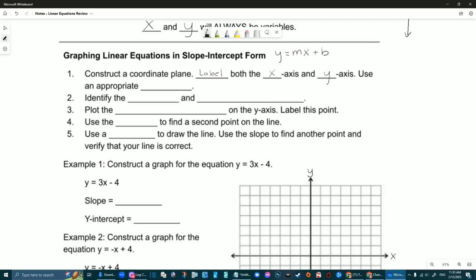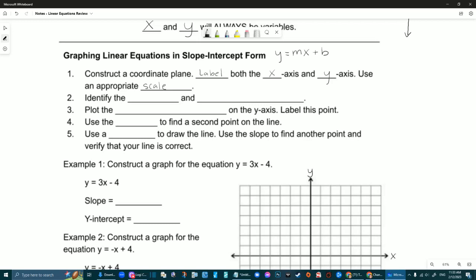And it also says we should use an appropriate scale. Am I counting by ones? Am I counting by twos? When you're given a pre-constructed graph like this, if there are no numbers on it and you don't number it, I will assume you're counting by one. So it is a good practice if you're counting by anything other than one, definitely label.